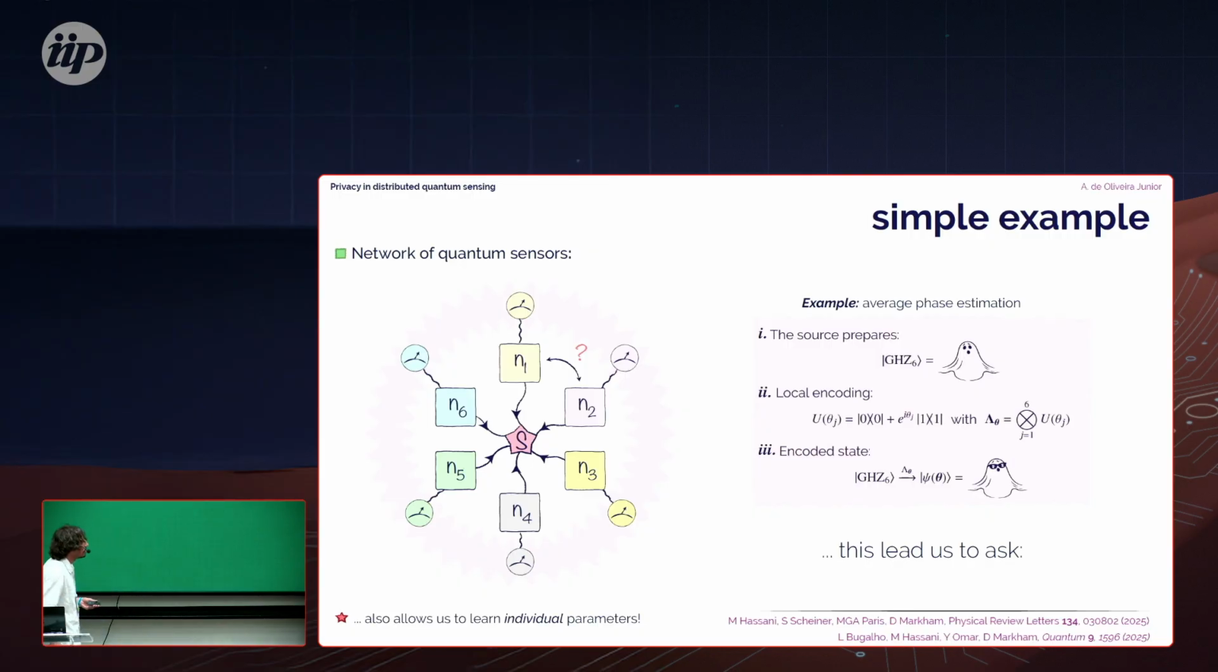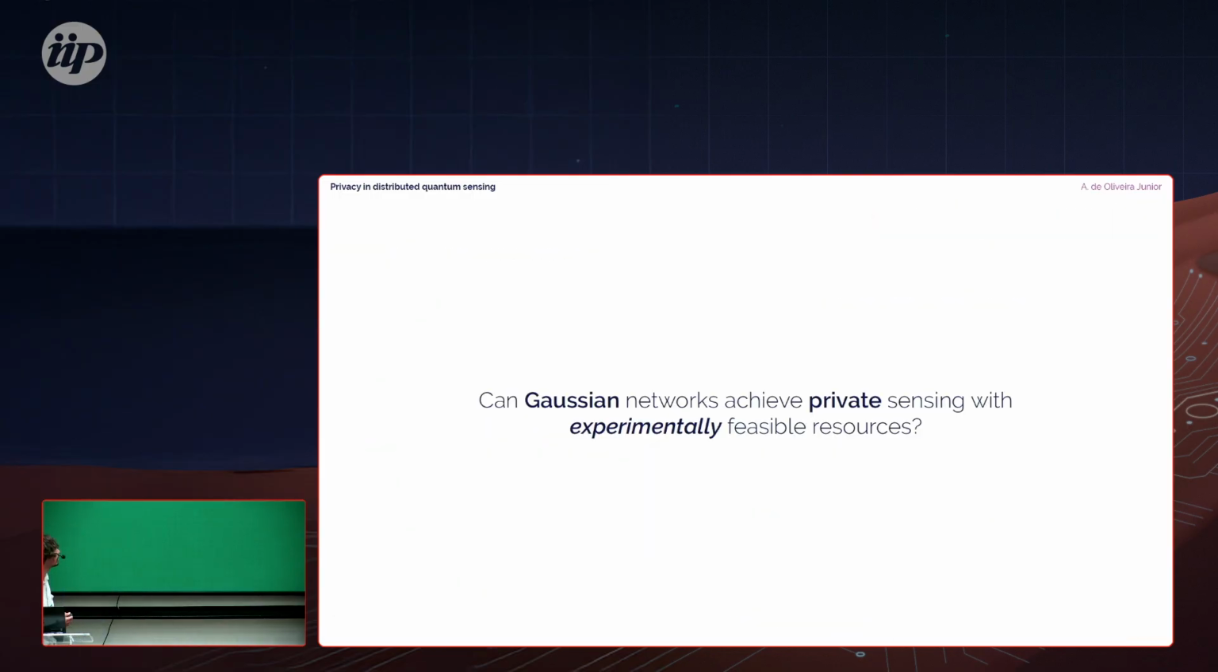So this leads us to ask the following question of this presentation, which is, can Gaussian networks achieve private sensing with experimentally feasible resources? Here I'm restricting to Gaussian states because it's not so hard to think that if we allow an arbitrary state, I could construct a very non-Gaussian state and achieve private sensing. Also, I'm putting a constraint on the fact that I want something experimentally feasible, because if I don't constrain the energy, of course, if I take my squeezing parameter that I will mention later on and send it to infinity, then we could, in principle, trivialize this question. So basically, this is the problem that I would like to discuss today.